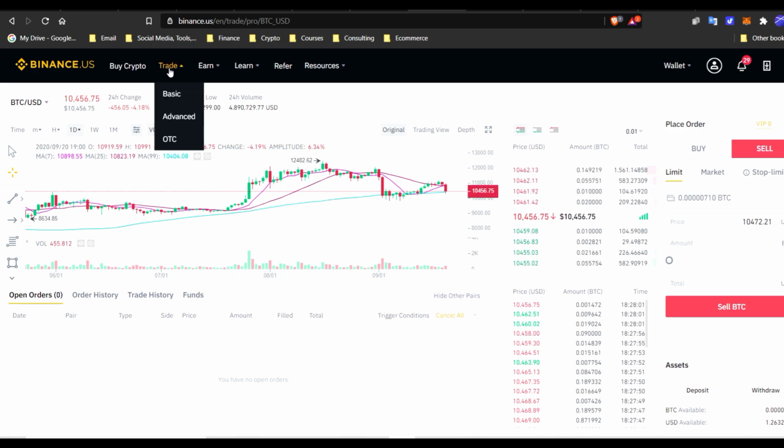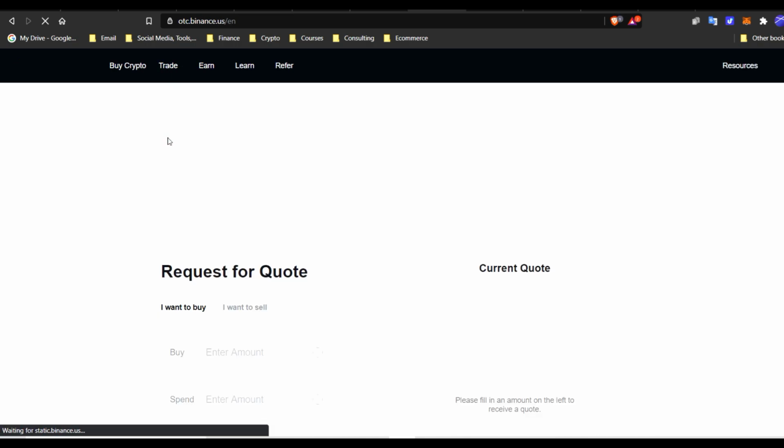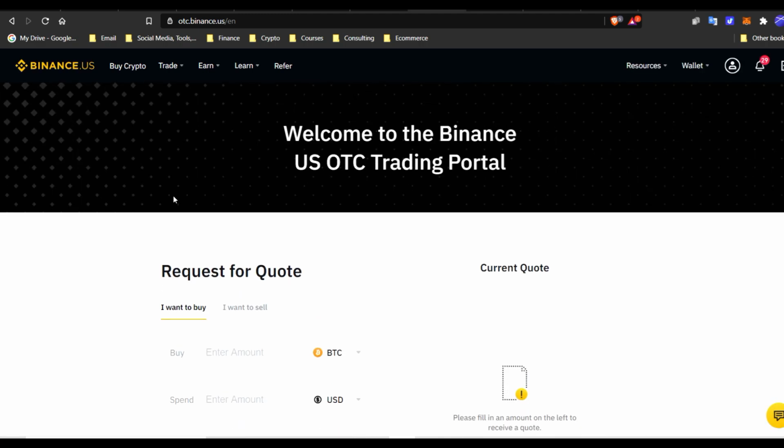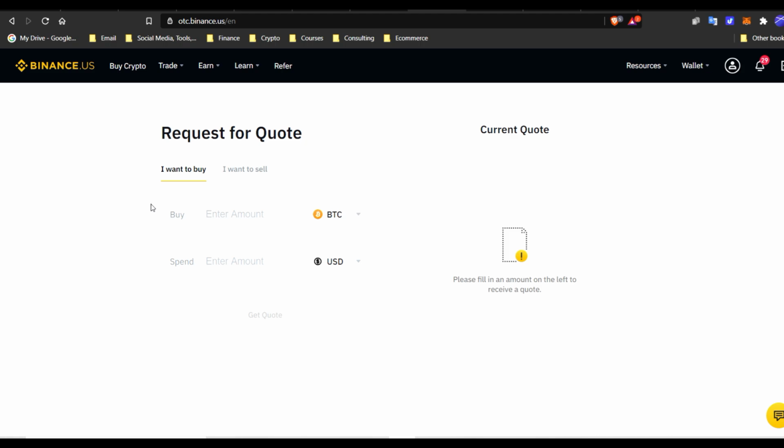All right, now, under trade, OTC. This is probably the coolest feature of Binance.us in particular. Same thing goes for Binance.com. So we're going to click OTC, over the counter. Welcome to the Binance US OTC trading portal. Again, this is for any of you big buyers or sellers. This is a great way to exit the market potentially, or use Kraken.com. Completely up to you. Just want to show you the capability right here.